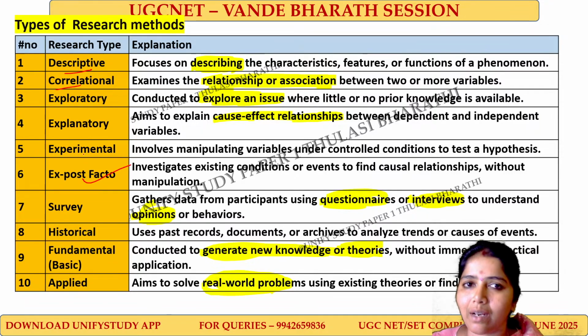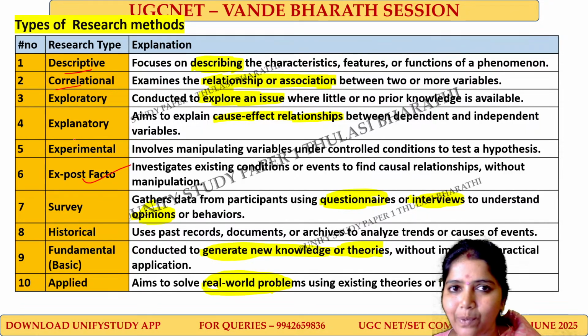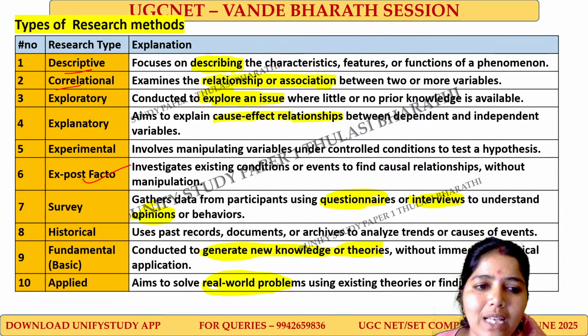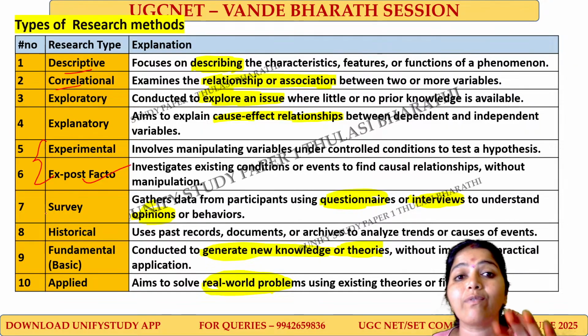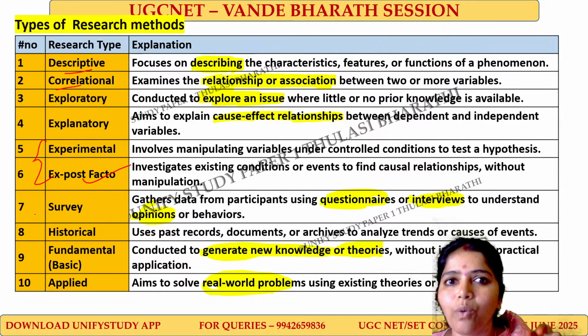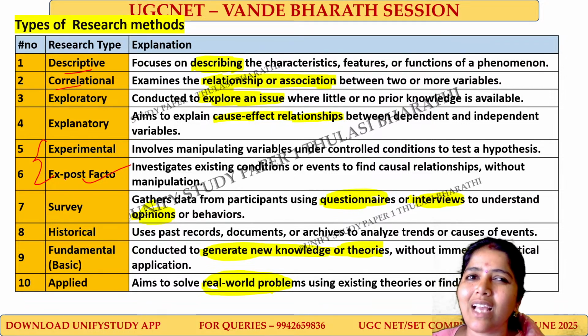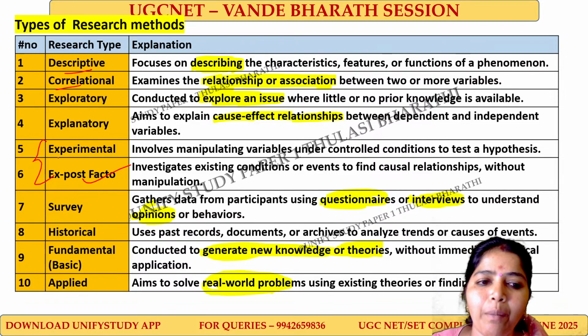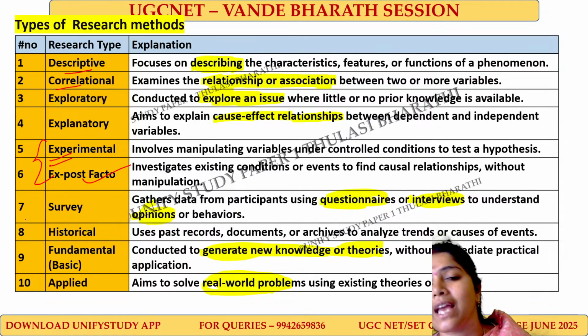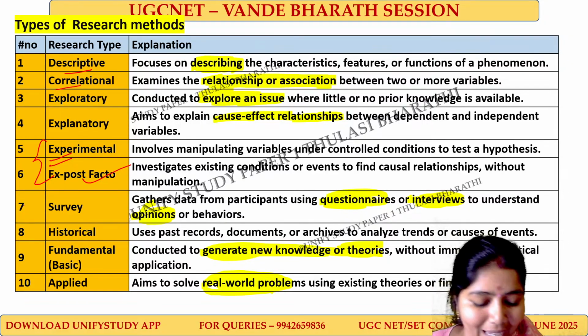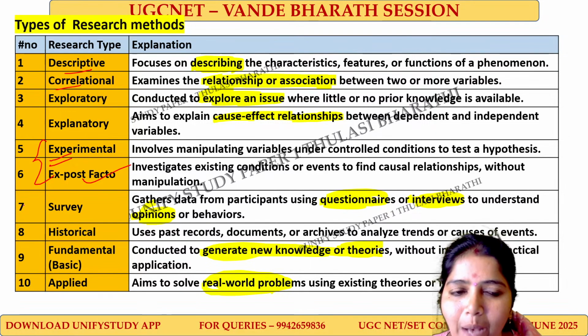Whatever has been done before, now I am going to study with the facts. The difference between experimental and ex post facto is where manipulation cannot be done. What is manipulation? I cannot change the values. Because ex post facto already happened, I cannot go and change anything. But in experimental, what does it mean? Experimental, now I am doing it. I can change the value and I can see what has been happening.